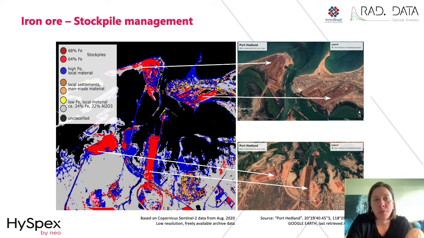And we have to remember that the Copernicus Sentinel-2 data has a 20-meter resolution, which means we will have mixed pixels, but still we are actually able to pick apart the local material here, so the shoreline, and the stockpiles pretty well, and also the infrastructure that has to do with the stockpiles, and you can see that in bright red here.